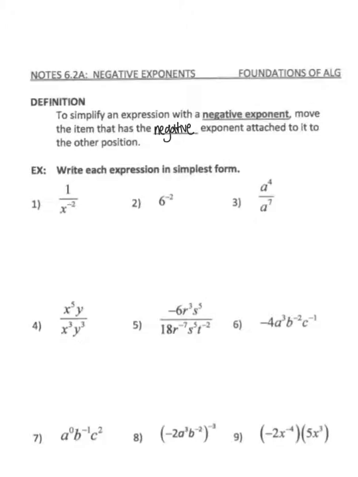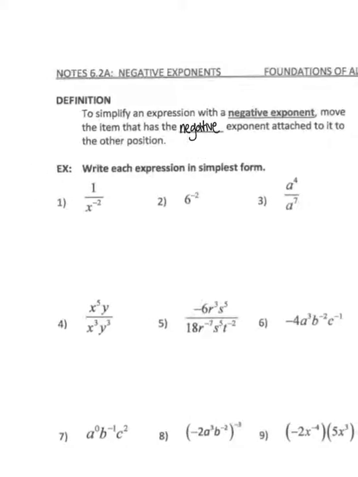If it's on the top, we're going to move it to the bottom. So if we look at number 1 right here, we have 1 over x to the negative 2. If I have a negative exponent right here, I'm going to take this whole piece and bring it up to the top. So instead of having x to the negative 2 on the bottom, I'm going to have x squared on the top. And that's my answer, because if I have a 1 up top, 1 times x squared is just x squared.